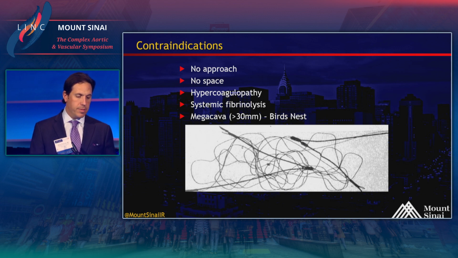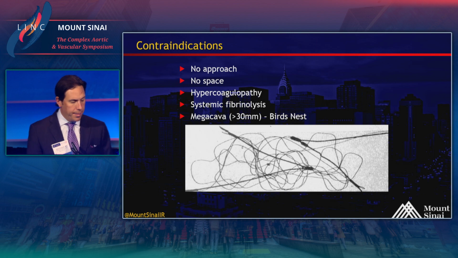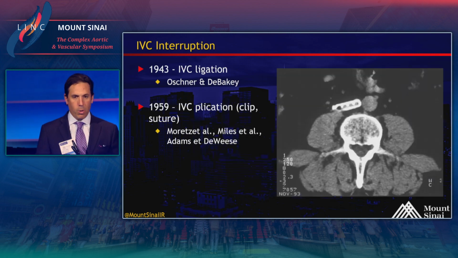Obviously, there's some contraindications if you don't have an approach, hypercoagulopathy, systemic fibrinolysis, or megacava, although you could use a bird's nest. I don't even know if the bird's nest is still available. I think it might be. I do have an expired one, but that's about it.